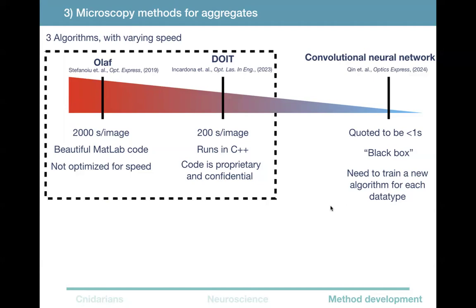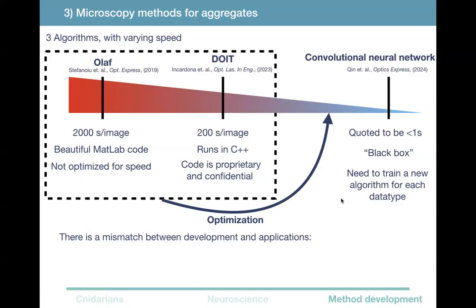So our idea initially was fairly simple, which is just take these sort of algorithms and try to optimize them as well as we can and see how good we can get. And that's a fairly simple idea, so why hasn't it been done before? And I think it's just because there's sort of a mismatch between people who develop these sort of tools and the experimentalists who might want to use them.